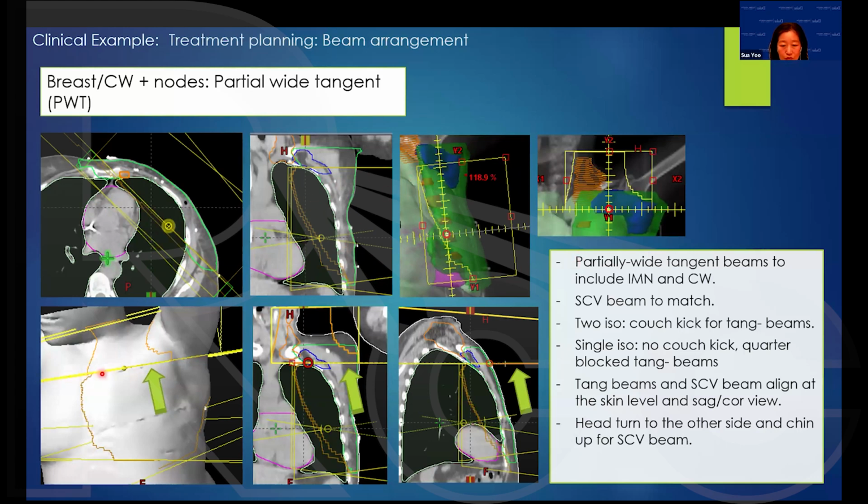And beam should be matched at the junction, supraclavicle and tangential beam. How do we achieve this straight line? And that's with the couch kick and collimator angle. Supraclavicle beam has a half beam and tangential beam has couch kick. And this, we match it at the skin level. But when you see through coronal view and the sagittal view, the beams are really straight.